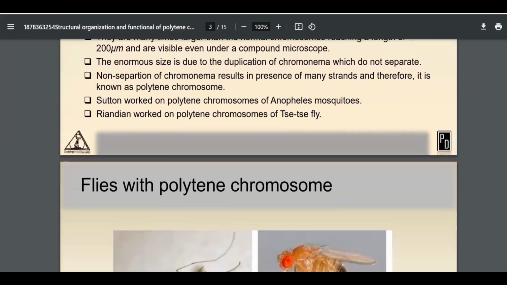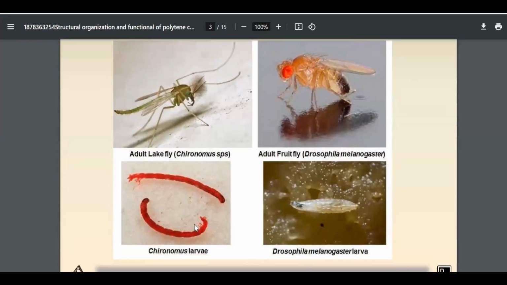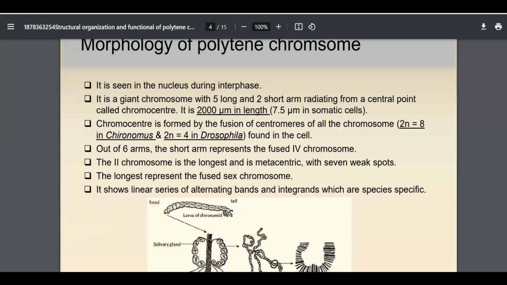So here, these are the insects belonging to the Diptera group. So the adult fly or other fruit fly, that is Drosophila, and these are the larvae of those insects. So when you talk about these insects and their larvae, we are referring to polytene chromosomes. Now, when it comes to the morphology of polytene chromosomes, a very important feature that you need to mention is that they are seen during interphase. The giant chromosomes have 5 long and 2 short arms.